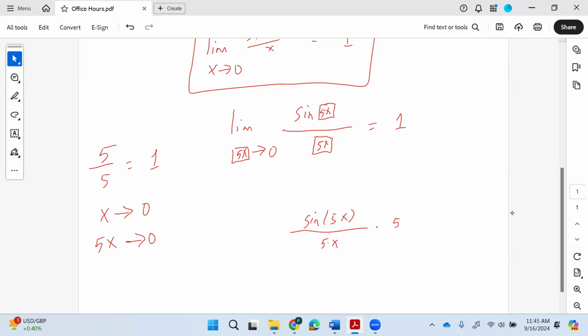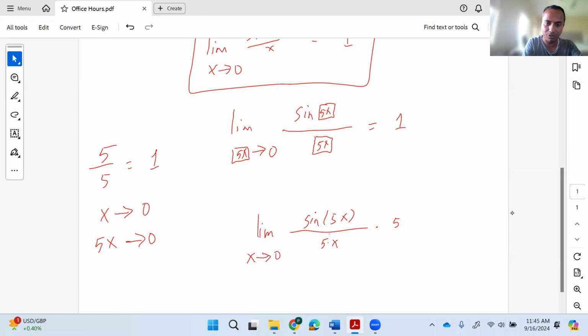So instead of limit x approaches 0, I can also say, if x approaches 0 is the situation I'm trying to imply here, then 5x also has to approach 0. Are you with me? Yes, sir. So it does not matter whether x approaches 0 or 5x approaches 0, because both of them are equivalent statements. Right? Yes, sir.